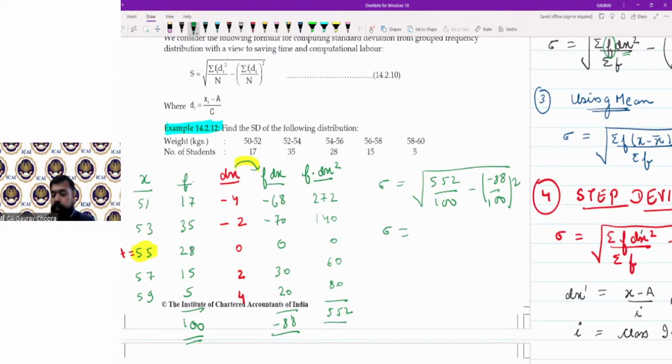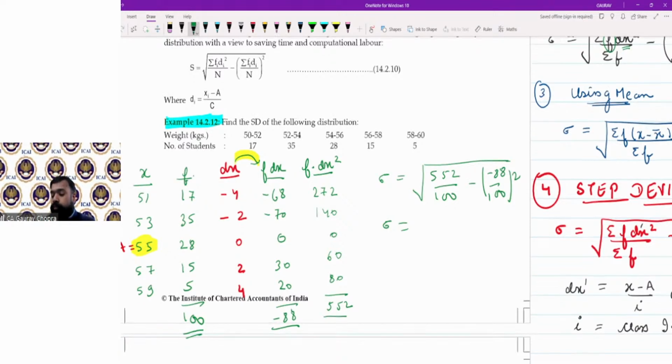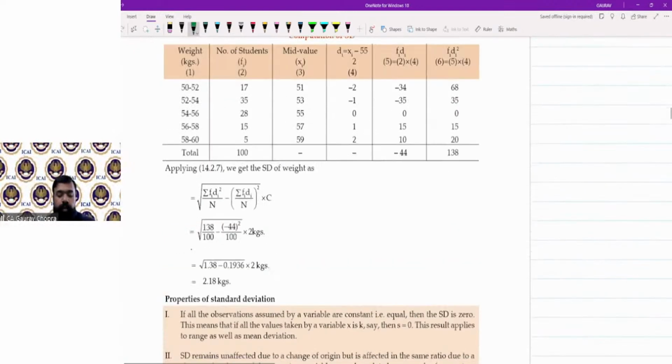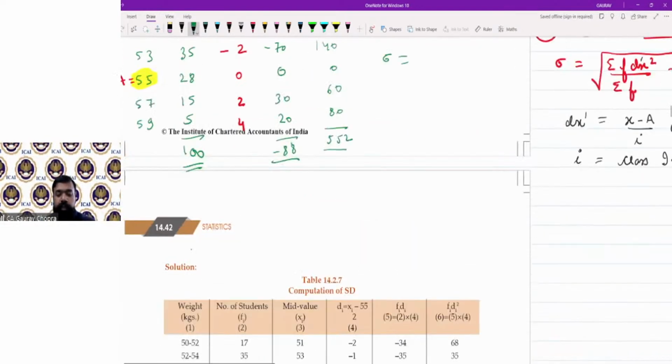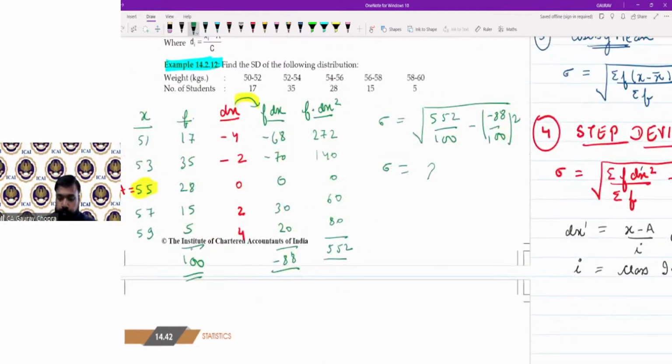So Manish has given the answer 2.18. Anybody else? Yes, so 2.18 is the correct answer. So this is the standard deviation.